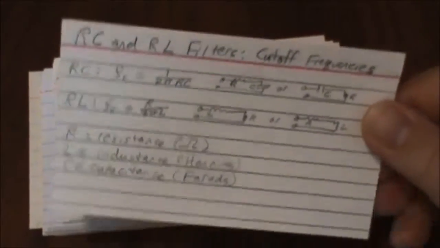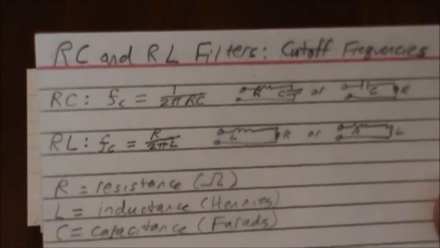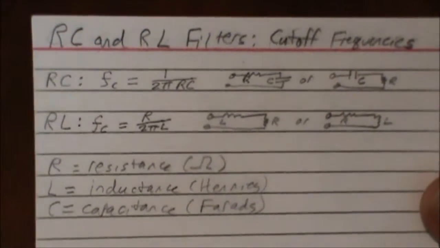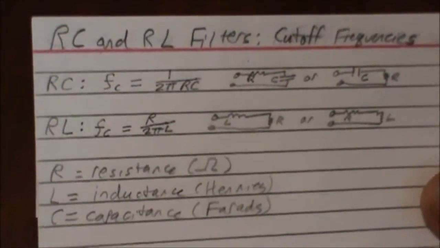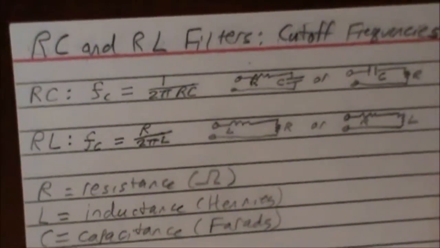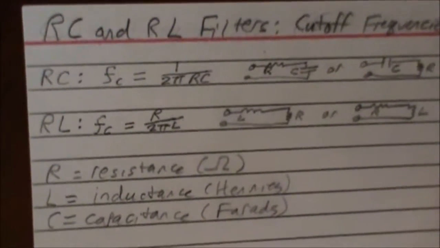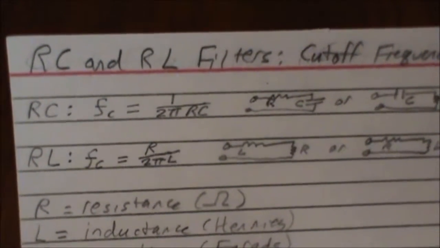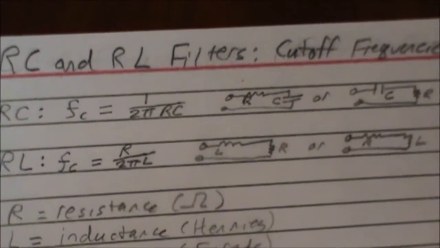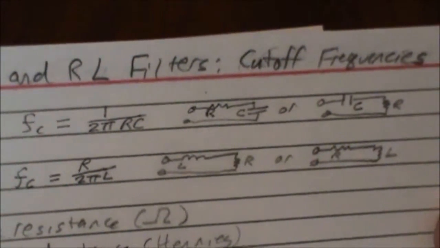So you remember resistors and capacitors and inductors, so we get to play with all of them, and these RC and RL filters. And we have cutoff, or corner, or 3 decibel, or 3 dB point frequencies. So what these are also known as is high pass and low pass filters. So we have RC, resistor capacitor, the f sub c, or the cutoff frequency, is 1 over 2 pi RC, the reciprocal of 2 pi times the resistor value times the capacitor value.